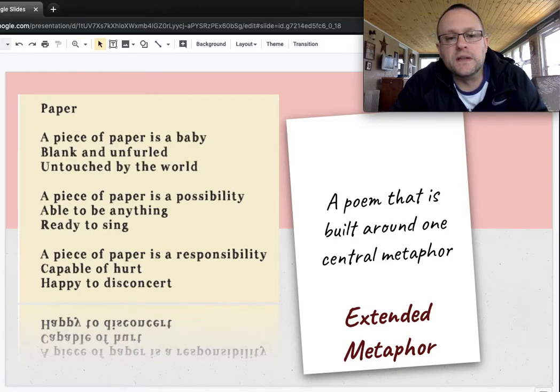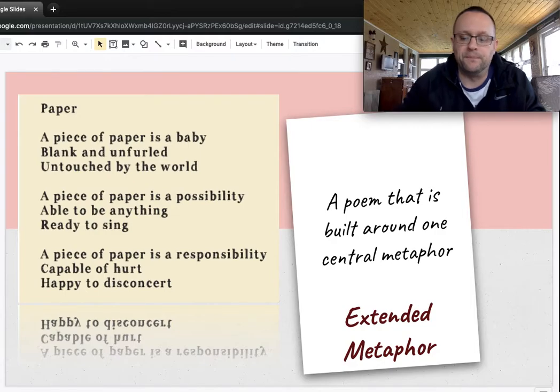So you have this extended metaphor where paper is being compared to multiple things. It's a baby, it's possibility, it's responsibility. The whole entire poem is going to be considered an extended metaphor, even though there's multiple metaphors, because each stanza ends up being its own. But it's not that there is an isolated metaphor taking place. The whole entire structure of the poem was built around the concept of metaphor, and that's what makes it an extended metaphor. And the comparison is the same thing where we're taking a look at paper and then that's being compared to other concepts within.